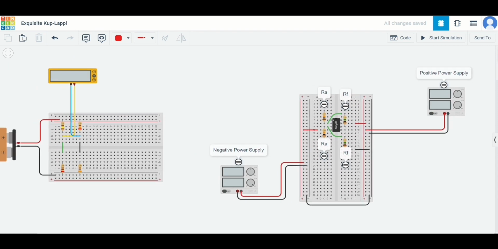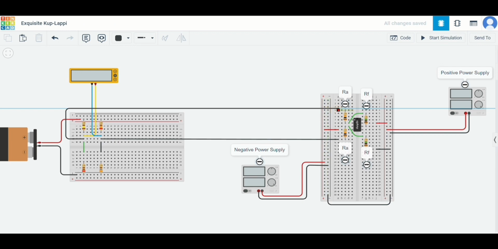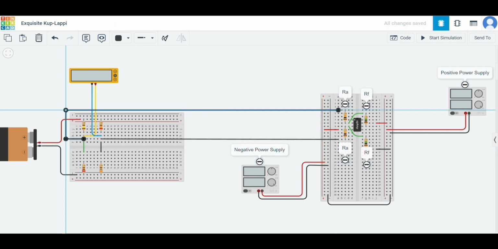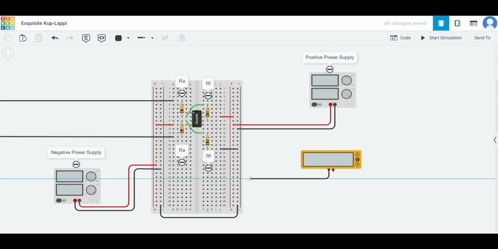Now it is time for us to connect this differential amplifier to the Wheatstone bridge. A wire is used to connect the terminal of the higher RA resistor to the point V1, and another wire is used to connect the lower RA resistor's terminal to the point V2. A multimeter is then connected to the differential amplifier, in which its positive terminal is connected to the output, pin 6, and its negative terminal is connected to the ground.